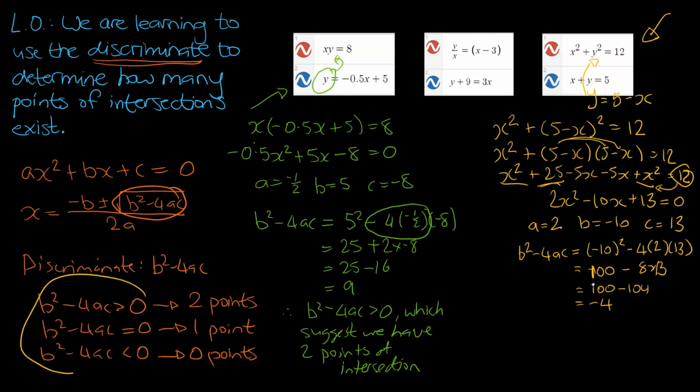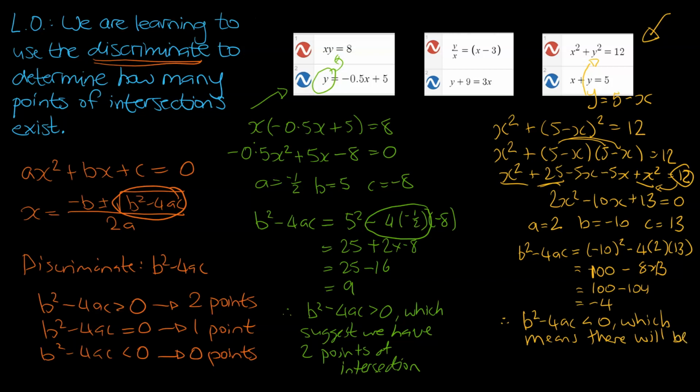And if we have a look back down the bottom right at our combinations, we've got a discriminant that is less than 0, which means we're expecting 0 points of intersection. So let's have a look. So therefore, b squared minus 4ac is less than 0, which means there will be no points of interception. Awesome. So that was our last one.